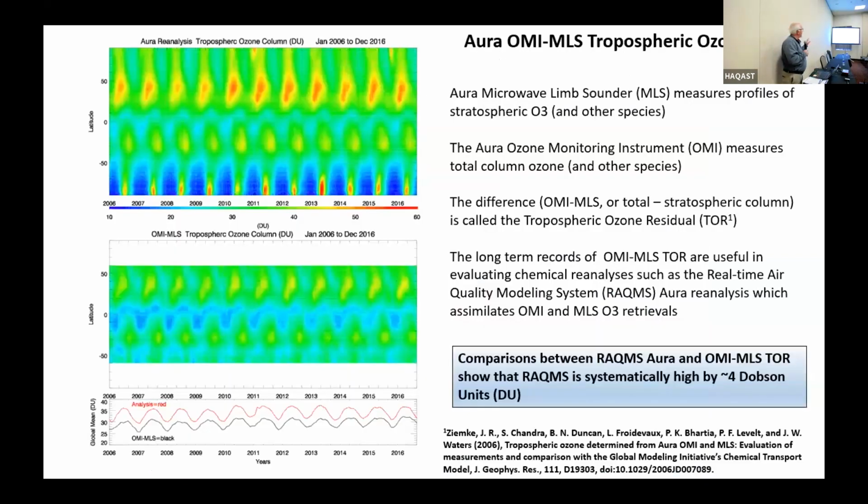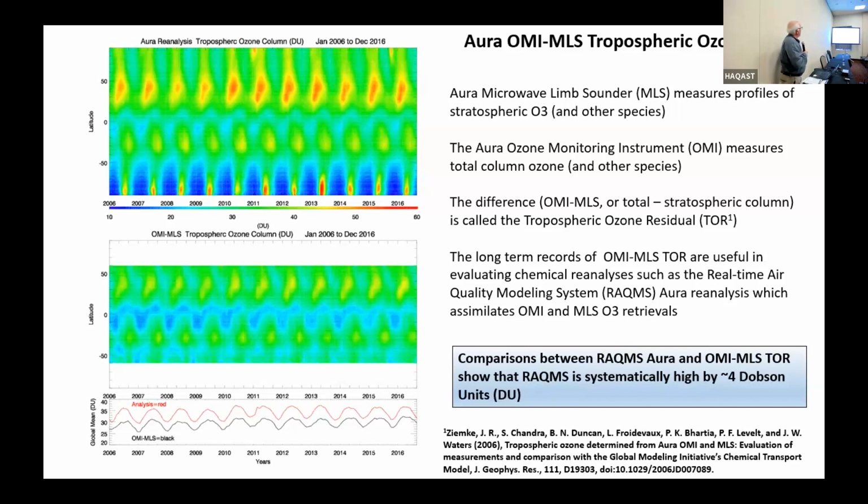To start out with, I'd like to talk about the Aura OMI MLS tropospheric ozone column. Lots of acronyms that I will be defining. Aura has something called the microwave limb sounder, MLS, which measures profiles of stratospheric ozone among other species. The Aura ozone monitoring instrument, OMI, measures total column ozone in addition to other species. If we take the difference between the total column and the stratospheric column, we have a residual. It's the tropospheric ozone residual. It's about 10% of the total column. So we're looking at small differences between large numbers.